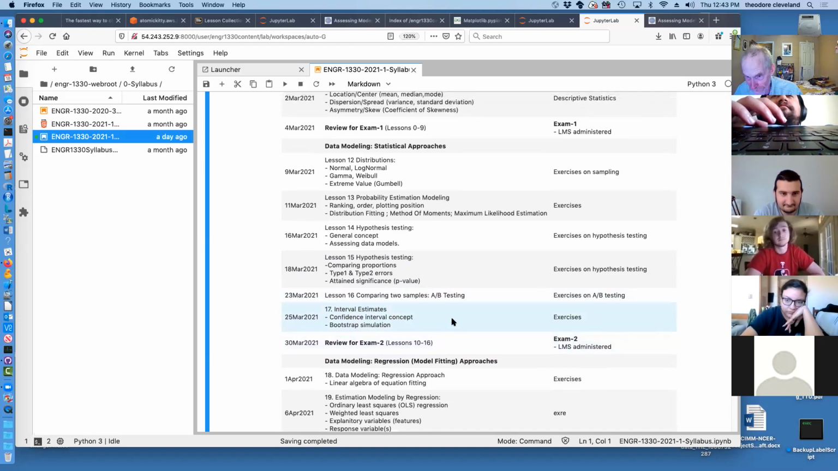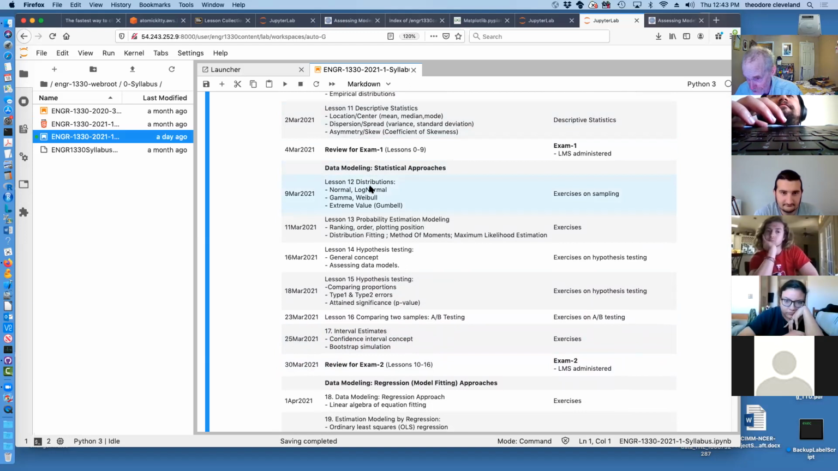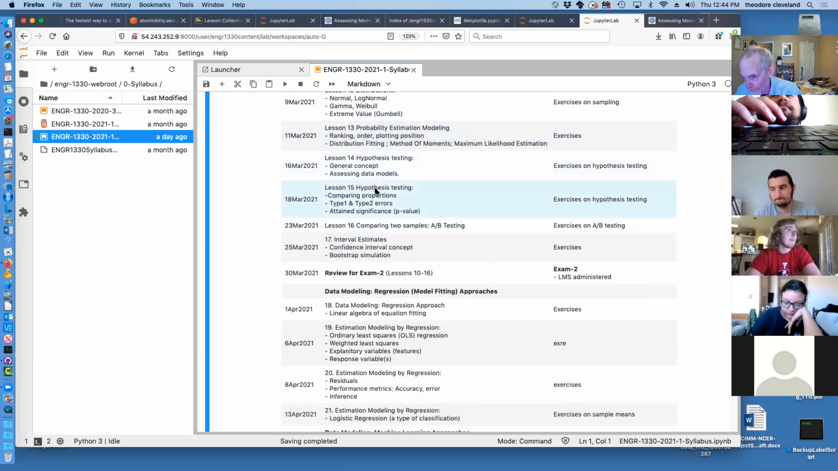So the contents of exam two will be randomness, descriptive statistics, that'll be easy. Distributions, remember we introduced them as simply data models. So these are just functions. Probability estimation modeling, fitting those functions to observations and making decisions. And then what we've been talking about all week, hypothesis testing. So we'll have a review. Let's see, tomorrow's the 19th. We have another weekend before the exam, so we'll have a review next weekend for exam two. All right.